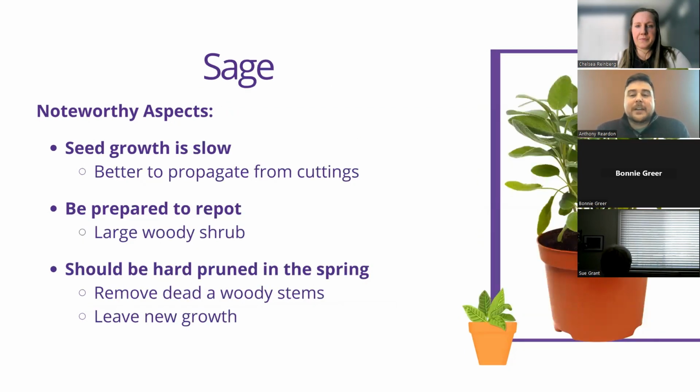Sage, this is another one that will be a woody plant if you let it grow into its full form. The seed growth on this is slow, so it is actually better to propagate this from cuttings if you're wanting a full-grown plant right away. You do want to be prepared again to repot because this will be a large woody shrub eventually. But cutting this back and selectively pruning and removing those dead woody stems will allow for that new fleshy growth to stay there and keep your size of your plants relatively small.